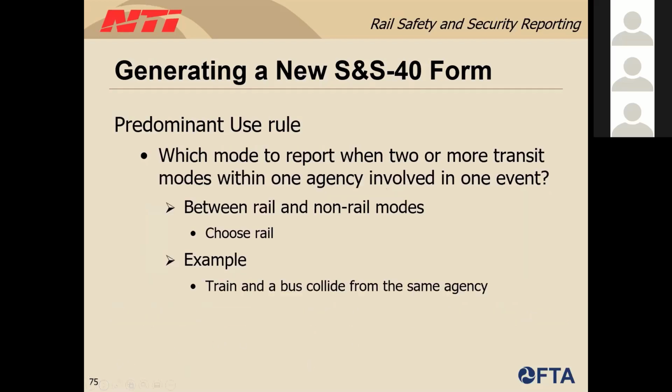If you have an event that includes two or more transit modes from your agency, how do you choose which mode to report it under? If the event involved your rail mode and a non-rail mode, such as a streetcar and a bus, choose rail.